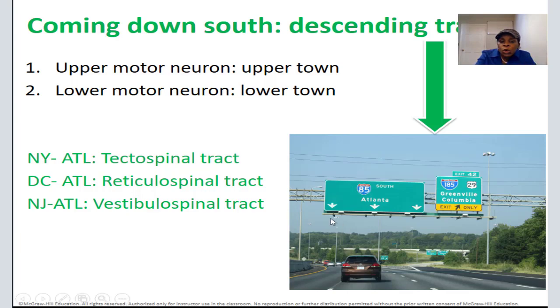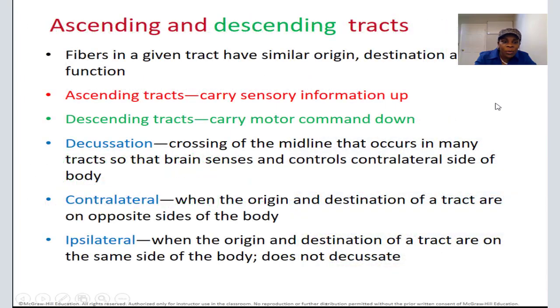So coming from there, it'll be tectospinal, first from the tectum to the spinal cord. Reticulospinal, from the reticular formation to the spinal cord. Vestibulospinal, from the vestibular nuclei to the spinal cord. It's just to tell you that different information will go up and down. The name of the tract is just the name of the beginning and the end of the information. So let's talk about these tracts very quickly.